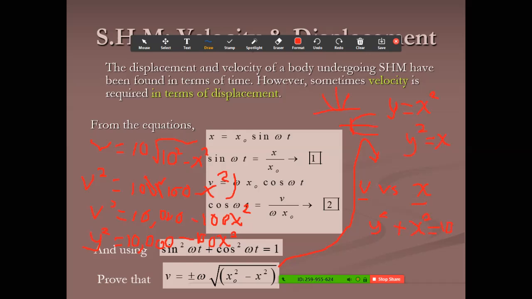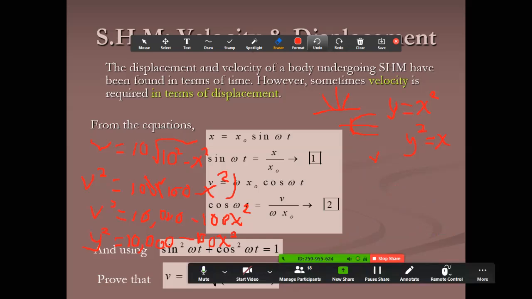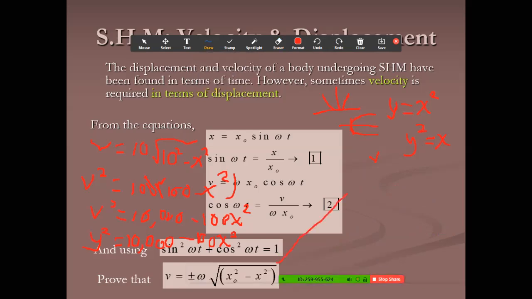Circle. That's good. It's going to be a circle. So Y squared, X squared means it's a circle graph. So for this formula, for this graph, it's going to be a circle. First time, it's a circle with V versus X. Where this value is going to be your X naught. This value is going to be negative X naught.